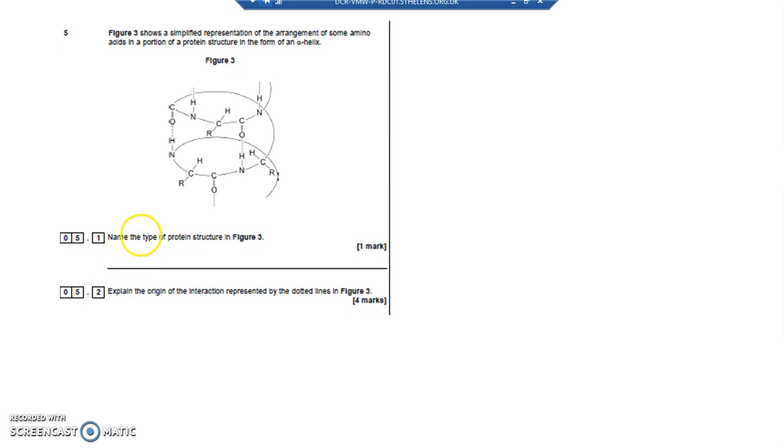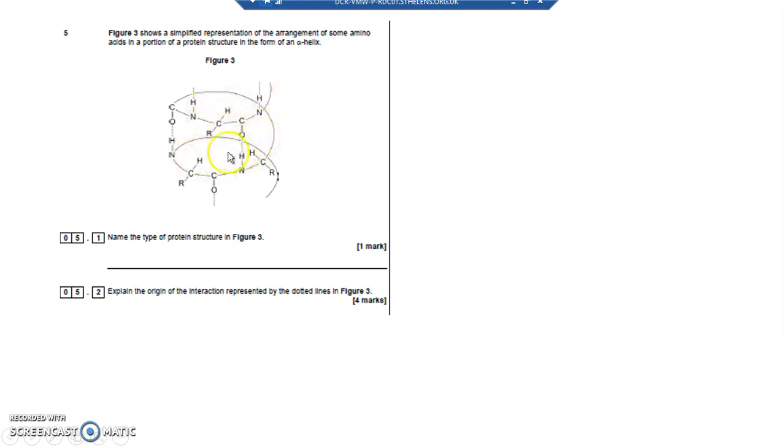Name the type of protein structure in figure 3. So what have you actually got? Within the chain itself would be a primary structure, but you've got bonds between different sections of the chain. So you've got bonds here, so that's a secondary protein, because you've got bonds between the actual chain itself.